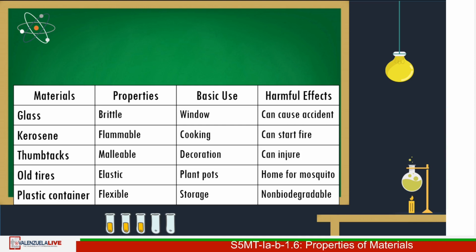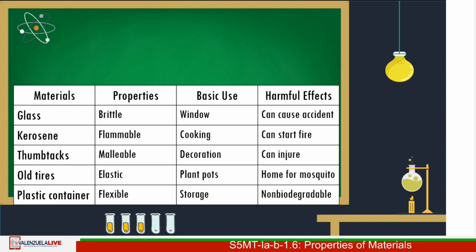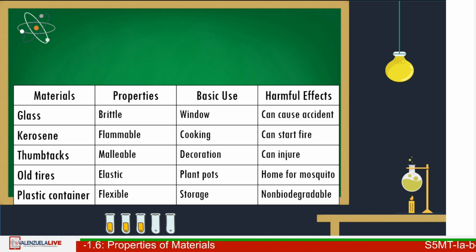All right, now look, we have the materials: glass, kerosene, thumbtacks, old tires, and plastic container. And I have written down all their properties. Glass may be brittle, kerosene may be flammable, thumbtacks are malleable, old tires are elastic, plastic container is flexible. And I also have their uses.